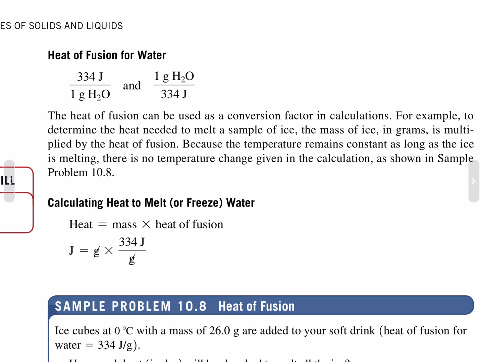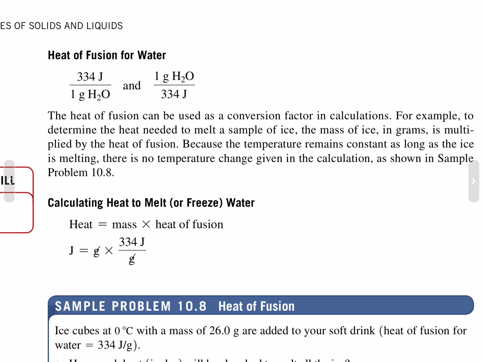Heat of fusion for water: 334 joules per 1 gram of water, and 1 gram of water per 334 joules. The heat of fusion can be used as a conversion factor in calculations. For example, to determine the heat needed to melt a sample of ice, the mass of ice in grams is multiplied by the heat of fusion. Because the temperature remains constant as long as the ice is melting, there is no temperature change given in the calculation, as shown in sample problem 10.8.